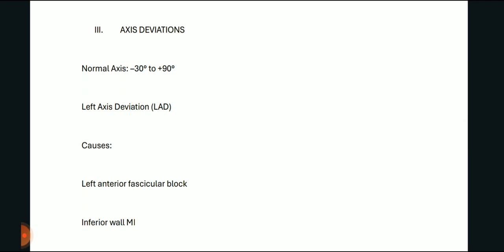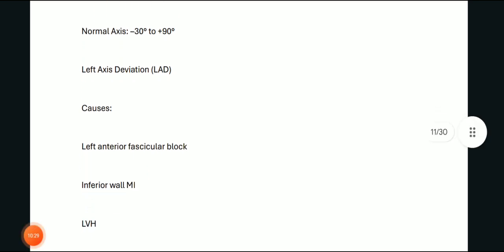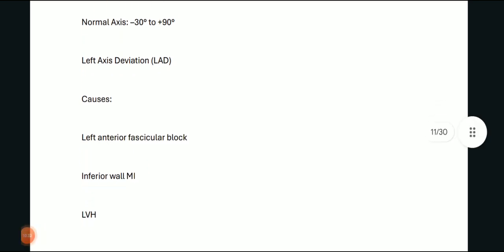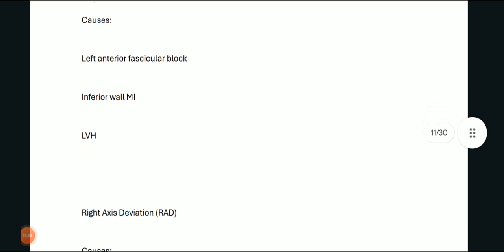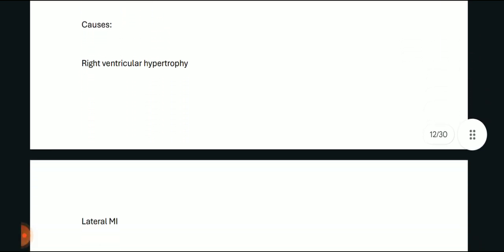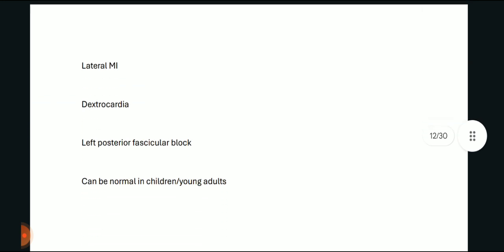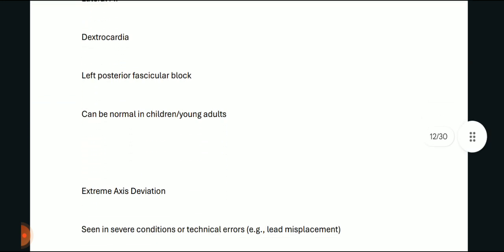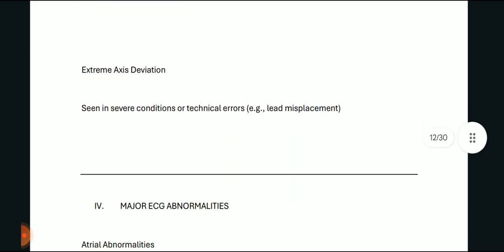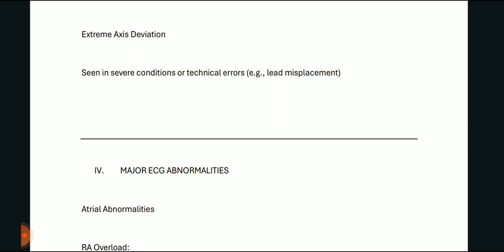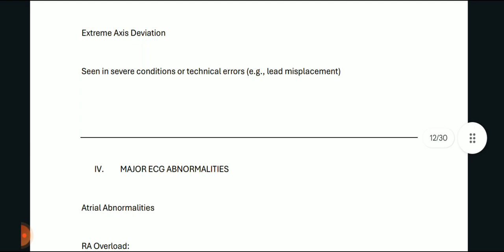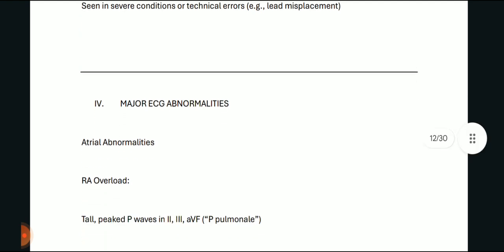First being the axis deviation. Normal axis we have already talked about. It lies between -30 and +90. Left axis deviation can be due to left anterior fascicular block, inferior wall MI and left ventricular hypertrophy. Right axis deviation can be due to right ventricular hypertrophy, lateral MI, dextrocardia, left posterior fascicular block, and can be normal in children or young adults. Extreme axis deviation is seen in severe conditions or technical errors, like if you have placed the leads wrongly, so you can get extreme axis deviation too.